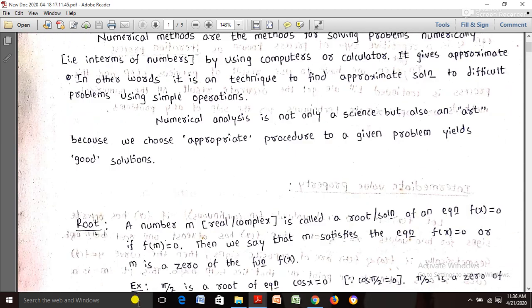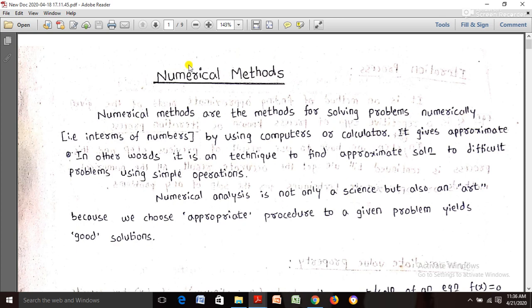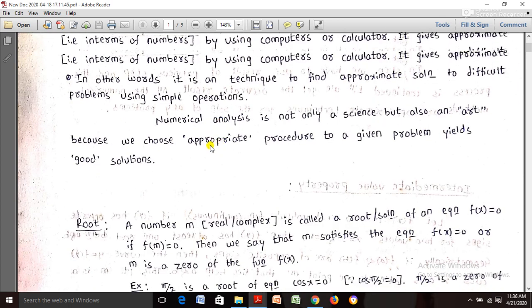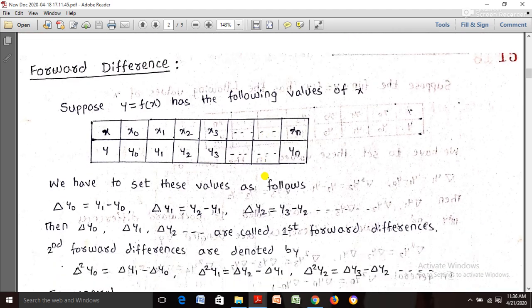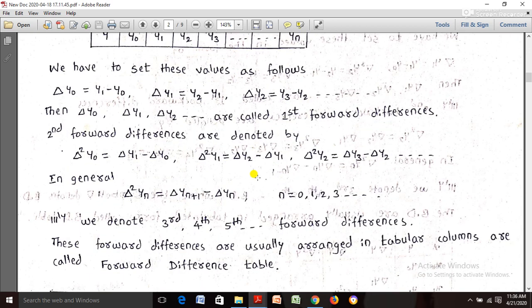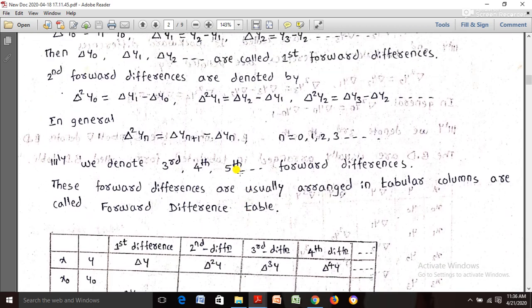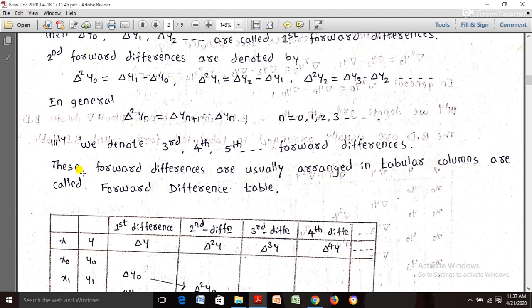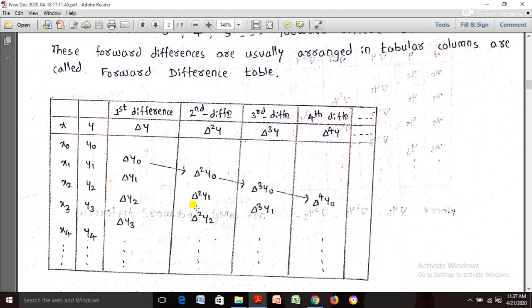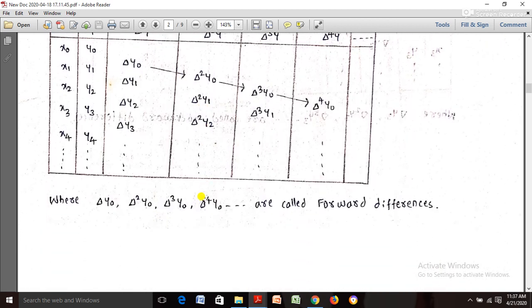In the last video we covered the definitions of numerical methods, what a root is, what an algebraic equation or transcendental equation is, and forward difference values, y values and x values, and how you can find the first forward differences and second forward differences. Delta y naught is the first forward difference, delta square y naught is the second, delta cube is the third, delta 4 is the fourth difference. So we know what all these values are.